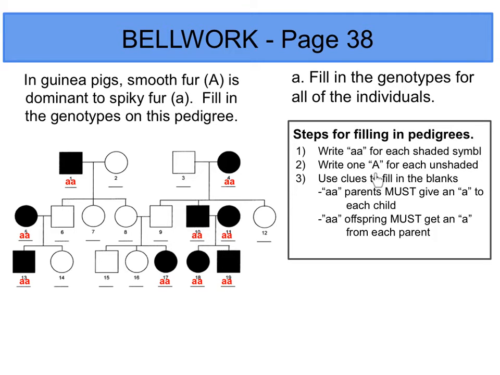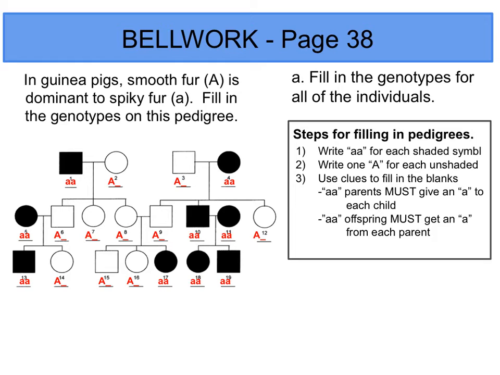It says write one big A for each unshaded. The unshaded ones are the ones that have smooth fur. Now you can have smooth fur with big A, big A, or big A, little a, and we're not sure. We just know that these, by looking at them, have smooth fur. So we can only for sure write that they have one big A. So let's do that. All right, now all of the unshadeds have one big A. All of the shadeds have two little a's.